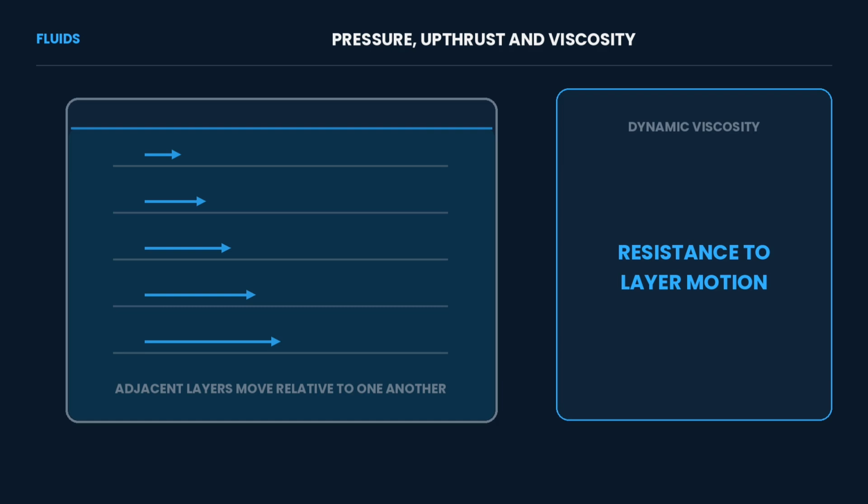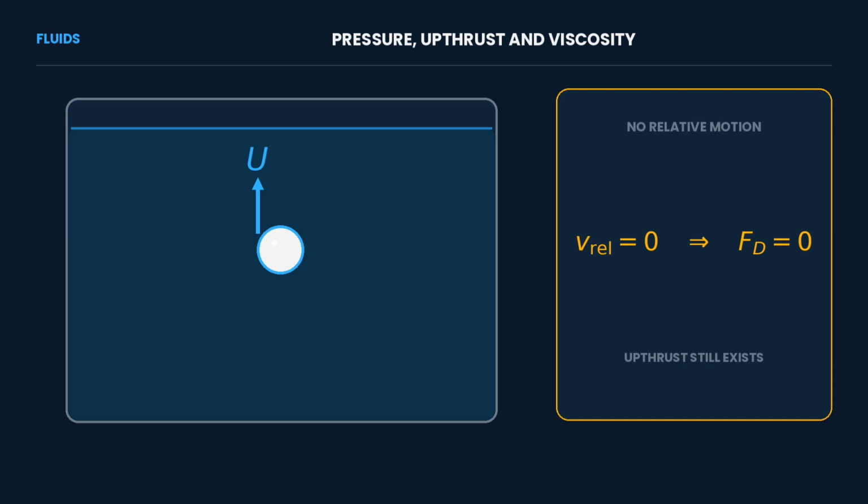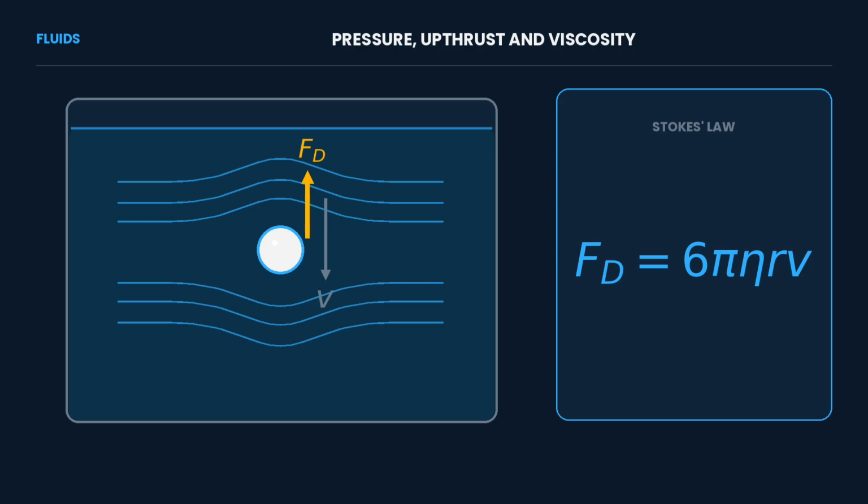Dynamic viscosity, η, measures a fluid's resistance to adjacent layers moving past one another. Upthrust exists at rest. Viscous drag, however, requires motion relative to the fluid. For a small rigid sphere moving slowly in creeping laminar flow, Stokes' law gives the drag magnitude as 6πηrv. It acts opposite to the relative velocity.